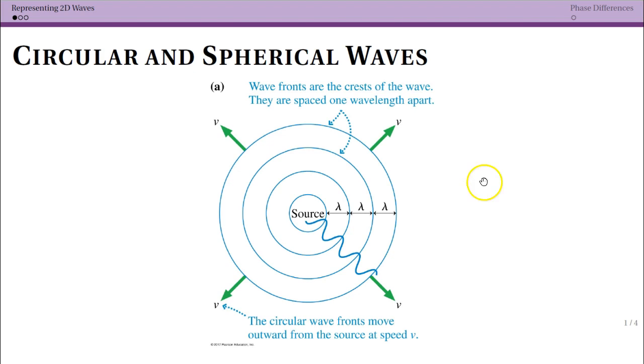What we do to represent a wave in two dimensions, like this case, is that we draw what are called wave fronts. So the circle here represents every spot where the wave is at its crest or its peak. And so notice that you have concentric circles, so they're coming from the source, which we would assume is the very center. And then the distance between the circles represents your wavelength. So hopefully this is clear.